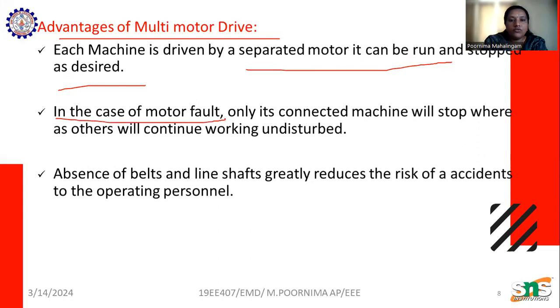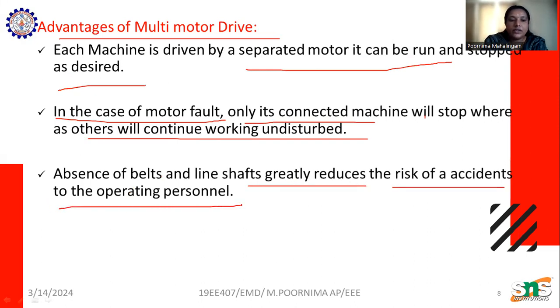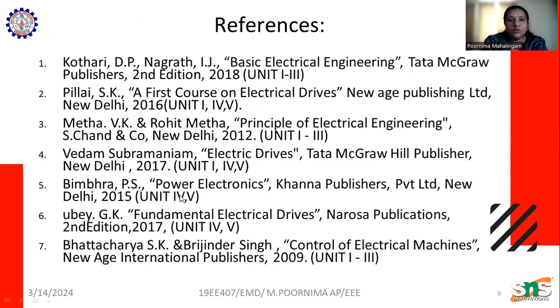In case of a motor fault, only the connected machine will stop, and the others will continue the work accordingly. The absence of the belt and line shaft generally reduces the risk of accidents to the operating personnel. These are the main advantages.